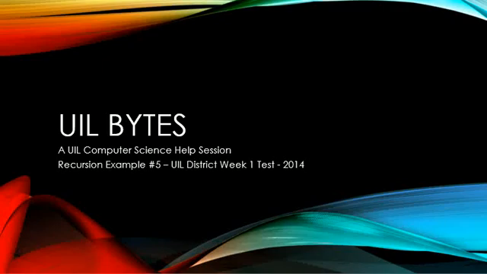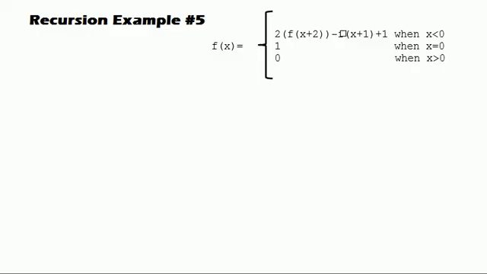In this example, we will look at the problem that was on the District Week 1 test for 2014. The definition involves a double recursion call in which you have the function of x plus 2 and the function of x plus 1 in the same call. So we're trying to find the function of -4.